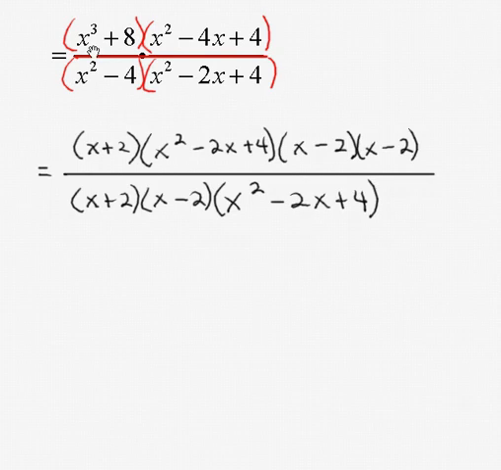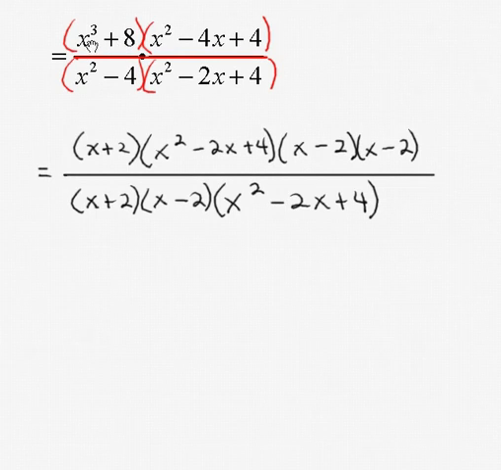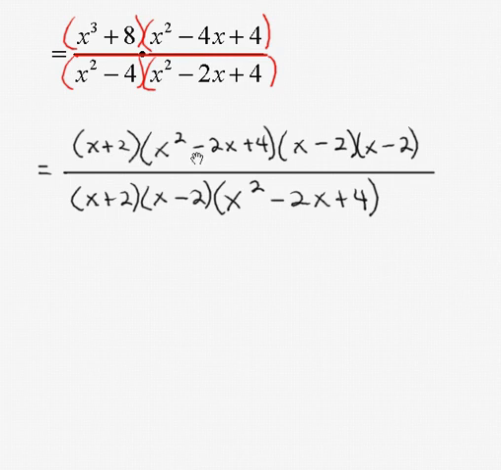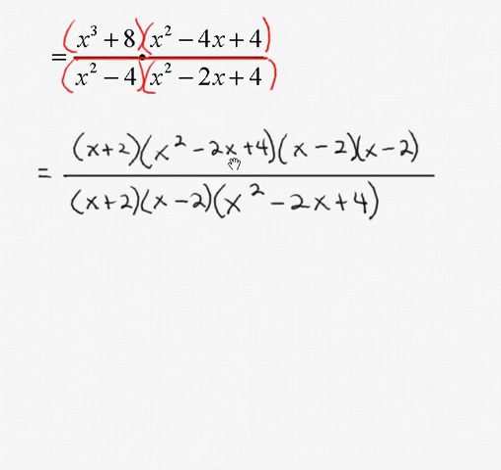X cubed plus 8 is the sum of two perfect cubes formula. For the binomial, we take the cube root of x, which is x, the cube root of 8, which is 2, the same sign. For the trinomial, we look at the binomial we just factored, take the first term and square it, multiply those two terms, plus 2x, and take its opposite, negative 2x. Take the last one, including its sign, and square it.